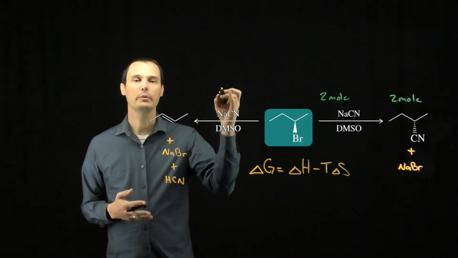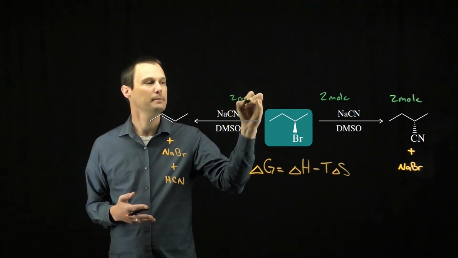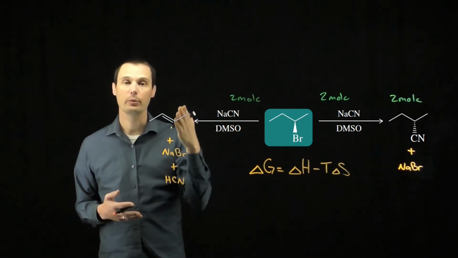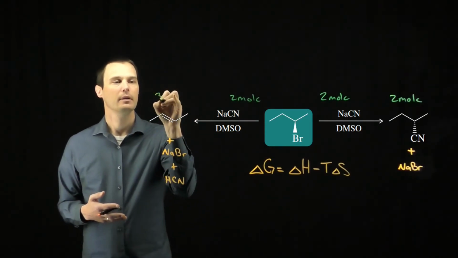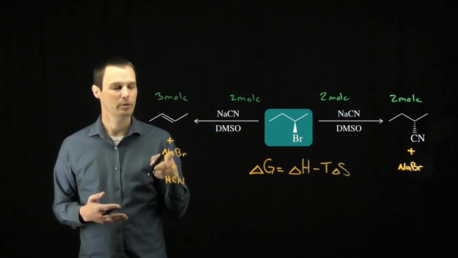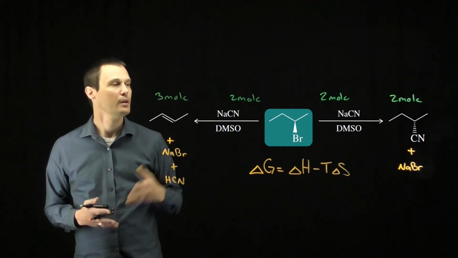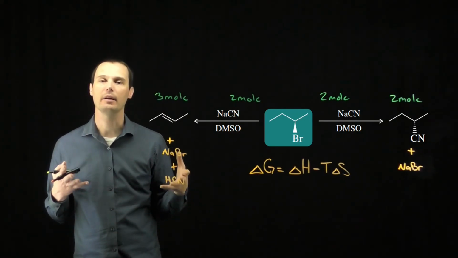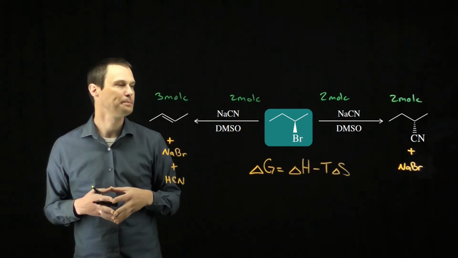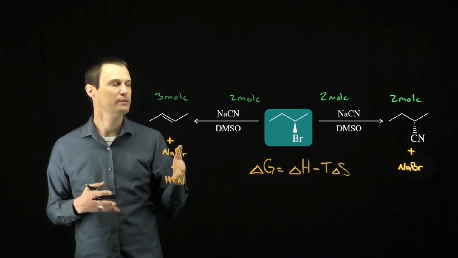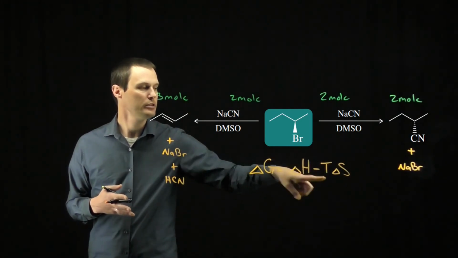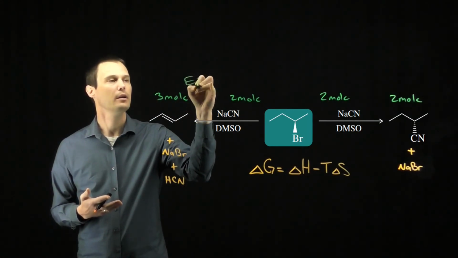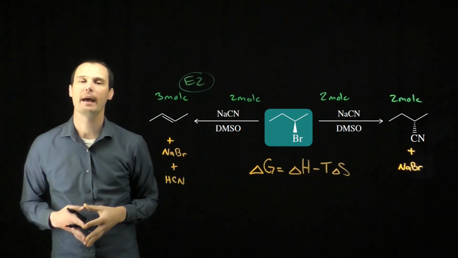For the E2 pathway, we start with 2 molecules on the reagent side, the substrate and the sodium cyanide, and we end with 3 molecules on the product side, the product, the sodium bromide, and HCN. There are more molecules on the product side. So for the E2 reaction, we have a positive delta S term. Because delta S is positive for the E2, at elevated temperatures, this term will be more negative, which will make delta G more negative, which means the E2 pathway will be more favorable at elevated temperatures.